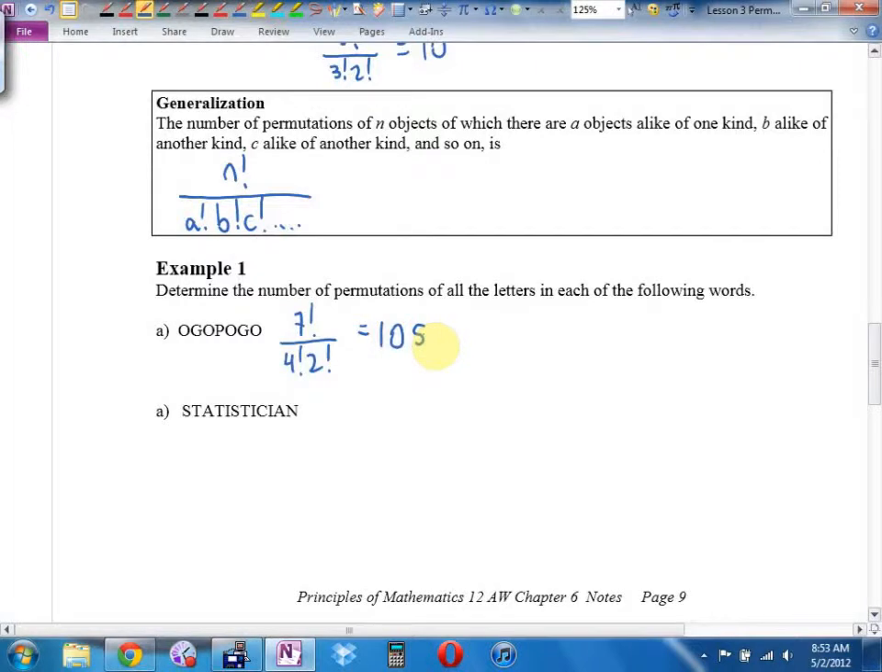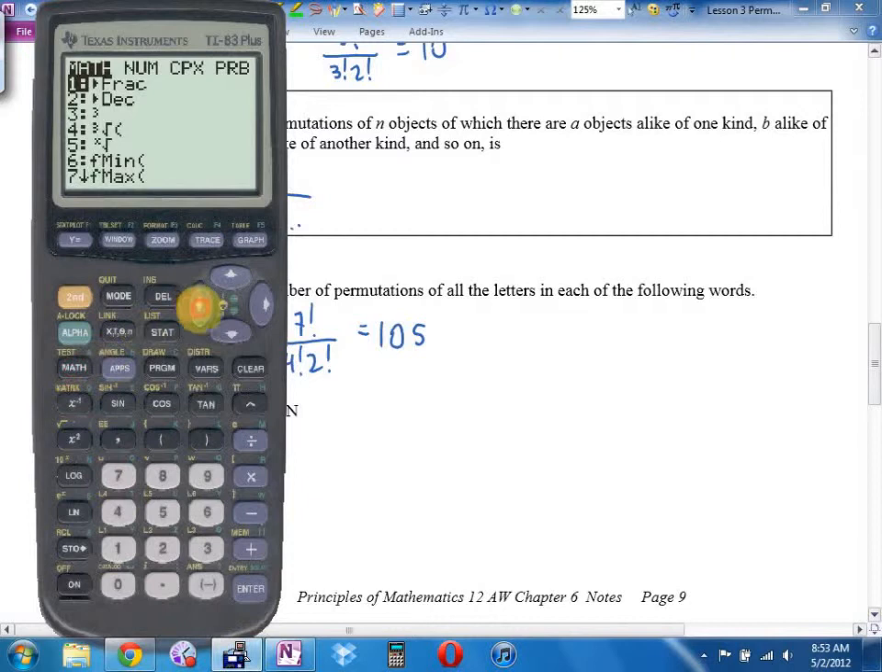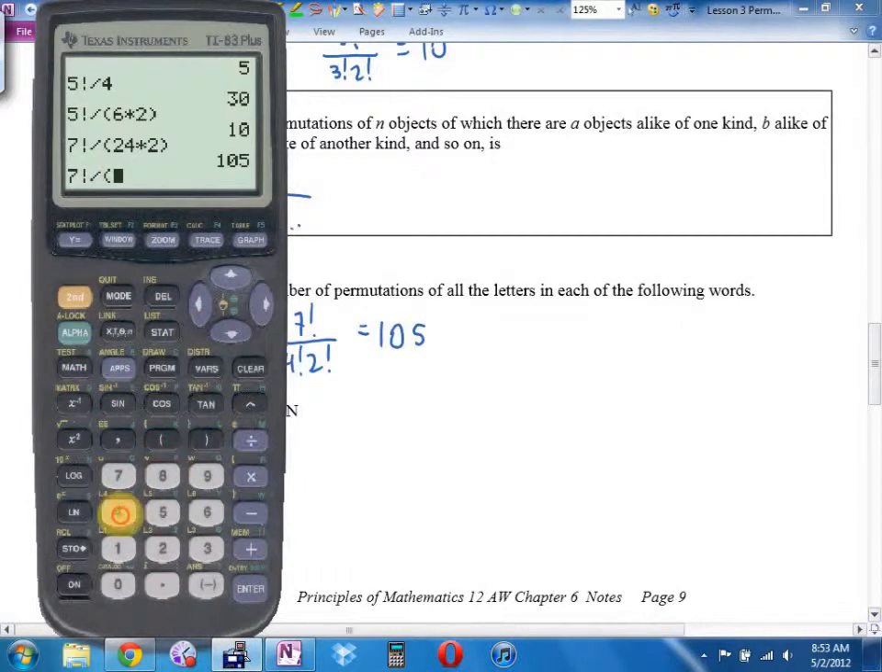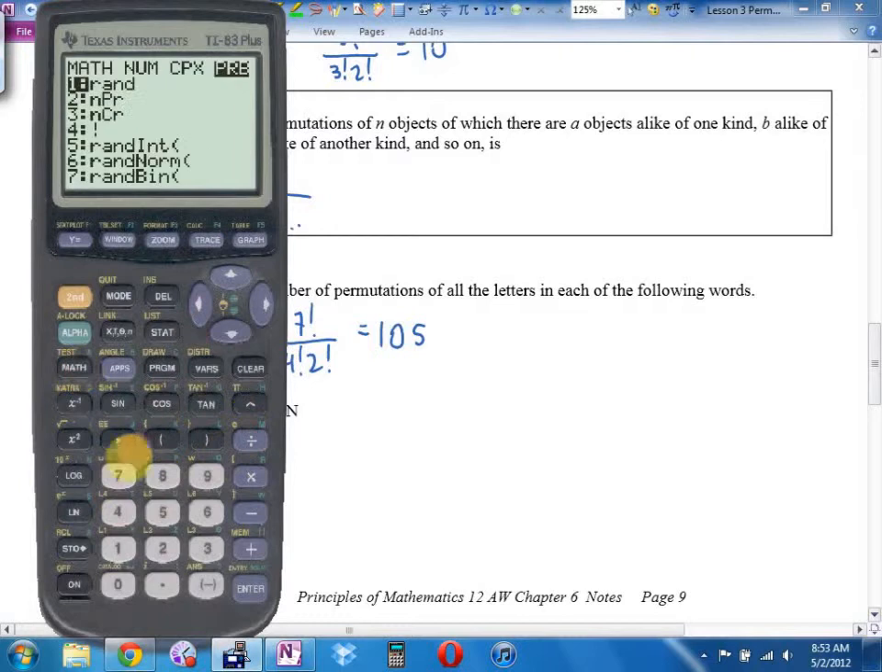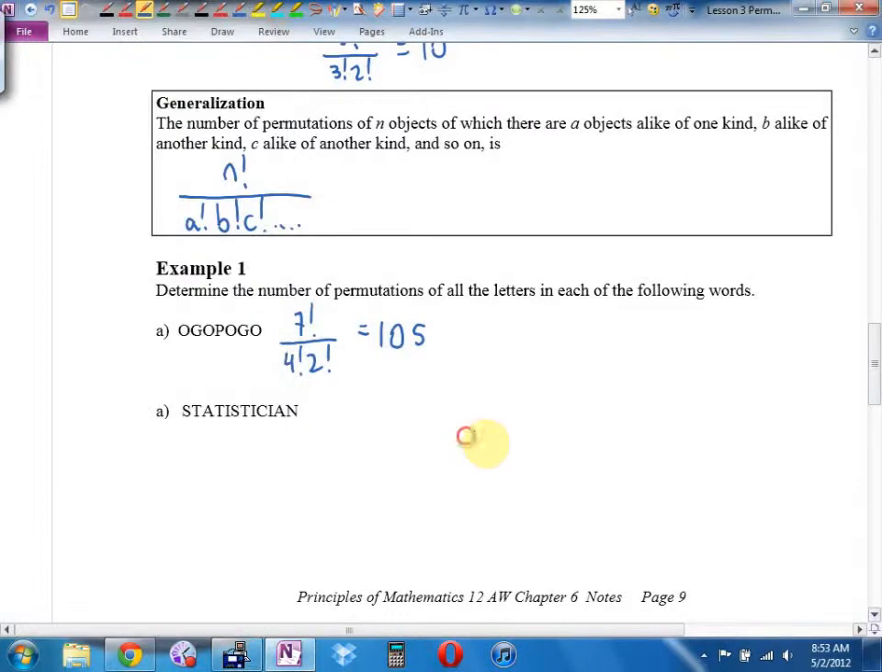Oh, by the way, little note on your graphing calculators. Look up for 1 second. If you actually go 7 factorial divided by, and you put a bracket there, and you go 4 factorial, 2 factorial. Oh, it does work. On some calculators, you had to put a times sign between them because it didn't know what to do with a number after an exclamation point. Never mind, these ones it does work. I think it was the Casios where you had to put a times sign. Statistician.